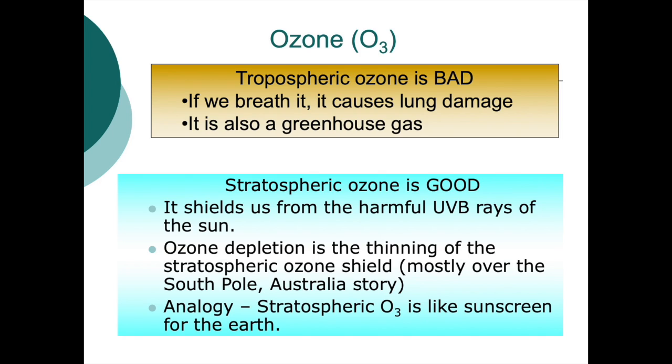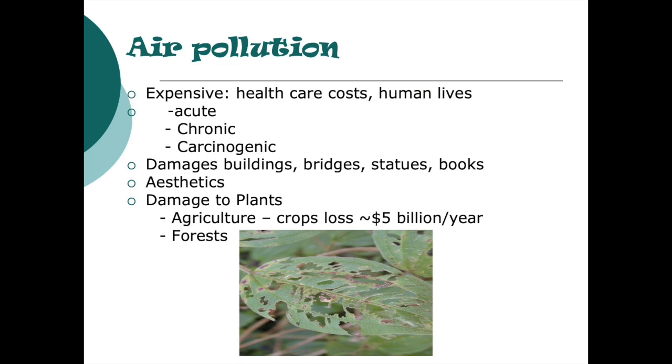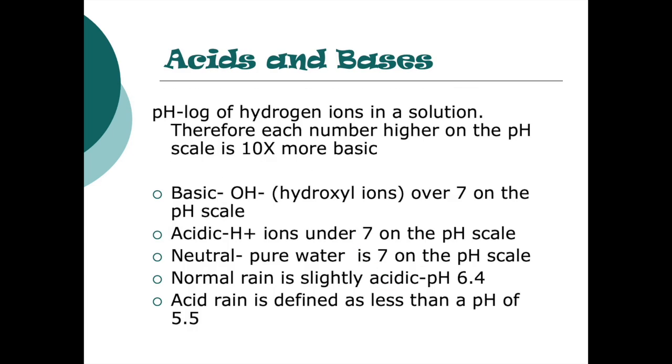Again, ozone in the atmosphere is great. That's what protects us from ultraviolet B radiation. Ozone in the troposphere is photochemical smog. Now that leads us to air pollution. The human costs are going to be very expensive over time, both the acute forms, the chronic forms, and the carcinogenic forms. Air pollution causes infrastructure damage.